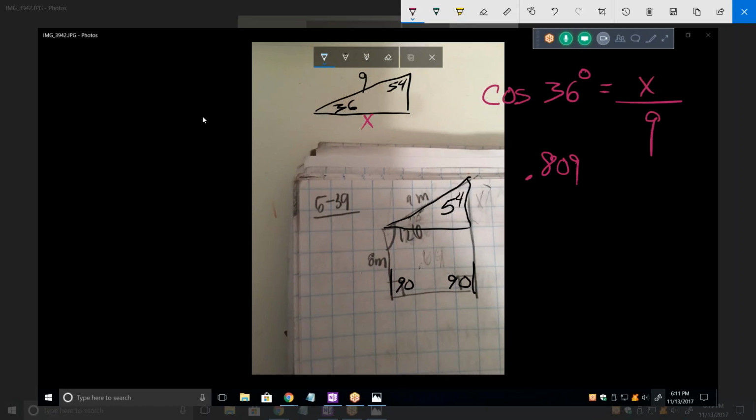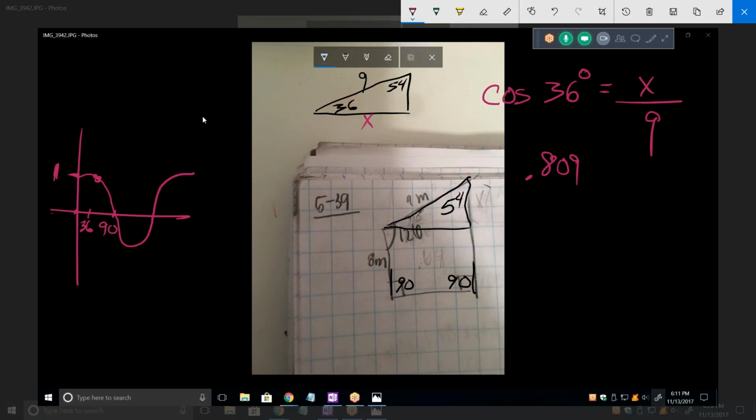Because here's what the cosine curve looks like. Notice that at 0, it's equal to 1. And at 90 degrees, it's equal to 0. So what you're saying is that at 36 degrees, it's still relatively high up there. And that's 0.809. Okay, I'll go for that.